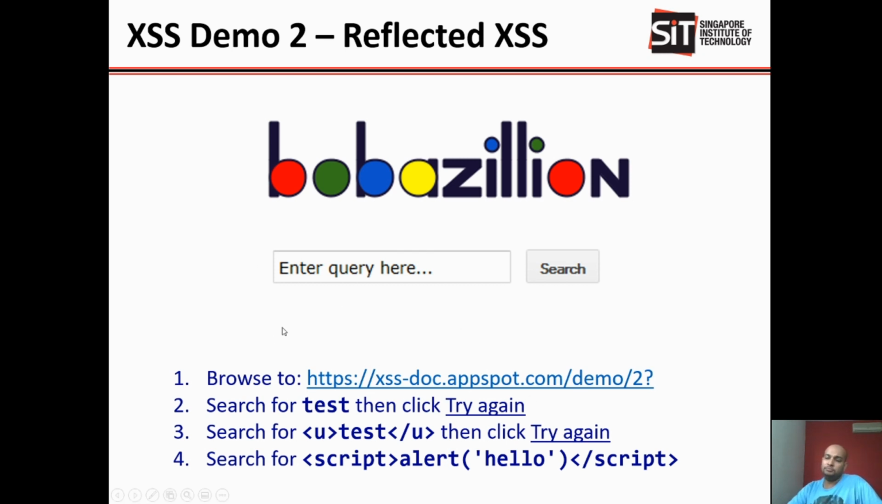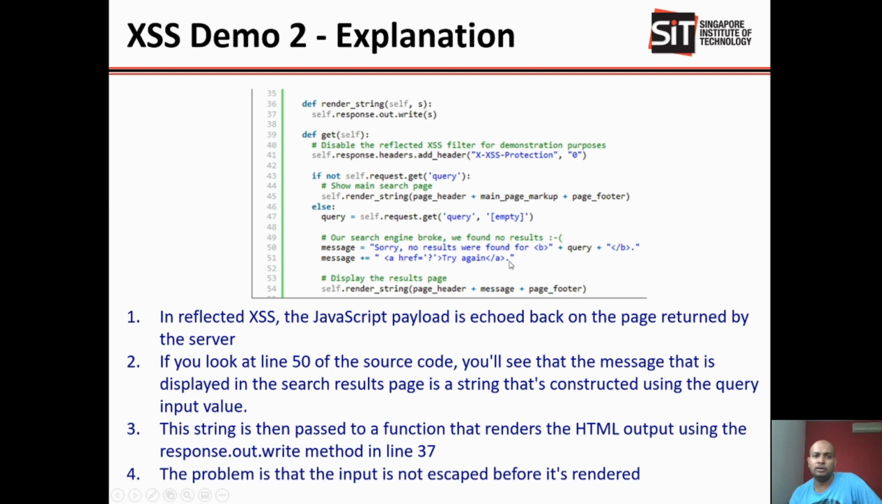So why does this happen? If you inspect this web page or look at the source code of this web page, you see that the problem happens at line number 37 and 50. In reflected cross-site scripting, the JavaScript payload is echoed back on the page returned by the server. If you look at line number 50 of the source code, you will see that the message that is displayed in the search result page is a string that is constructed using the query input value. So line number 50 says, message is sorry, no results were found, plus query.